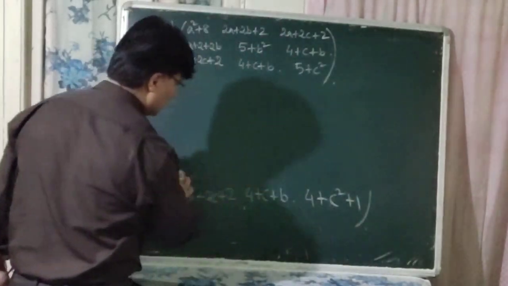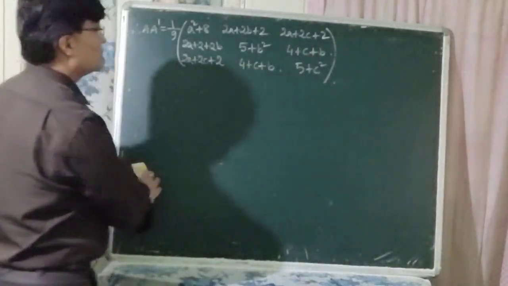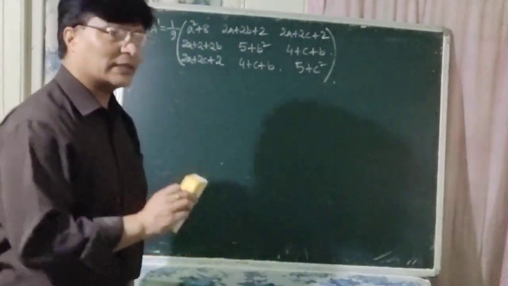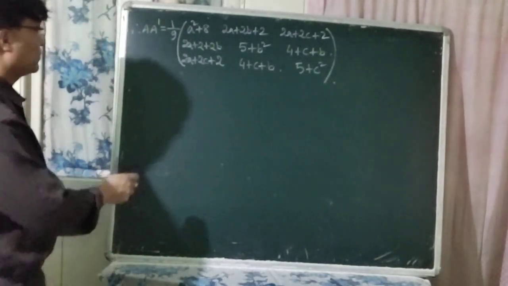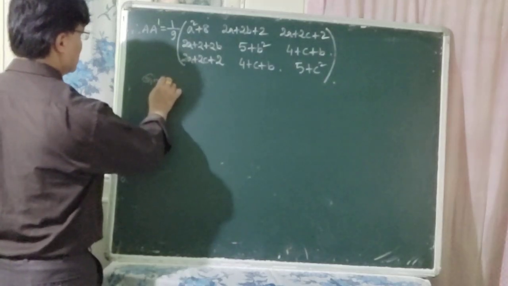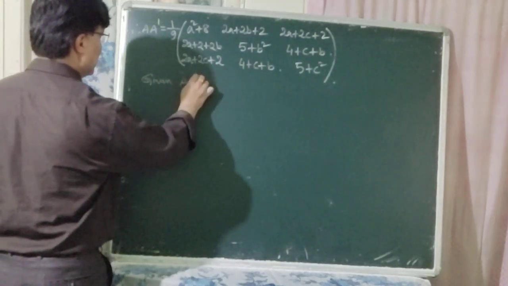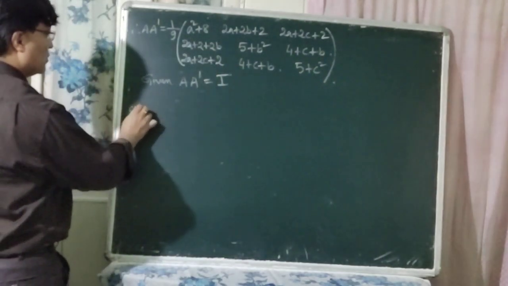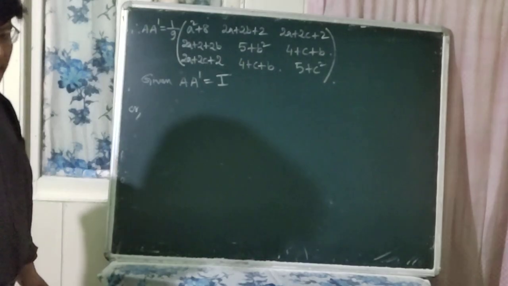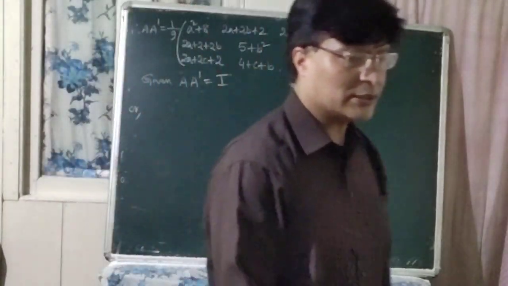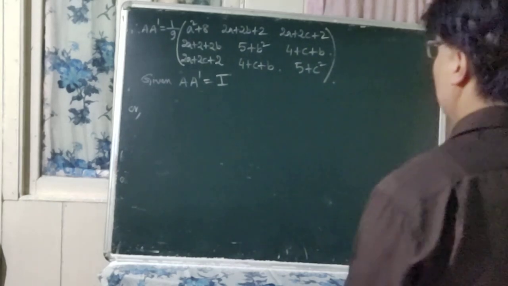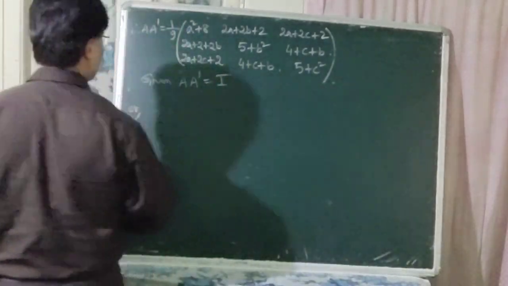So now what is given there? What was given there? Actually, A dot A dash is equal to I. So just now we determined the matrix A dot A dash, isn't it? So let us write down this matrix A dot A dash.